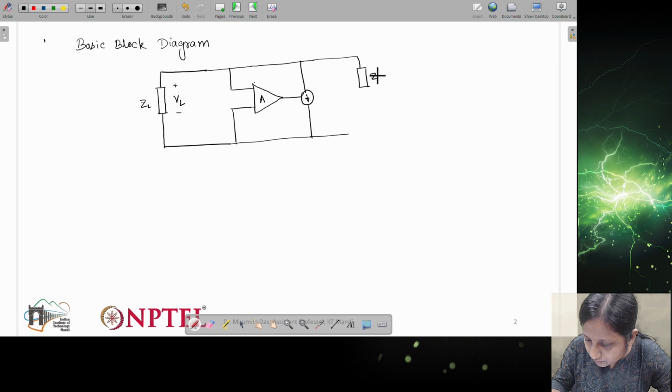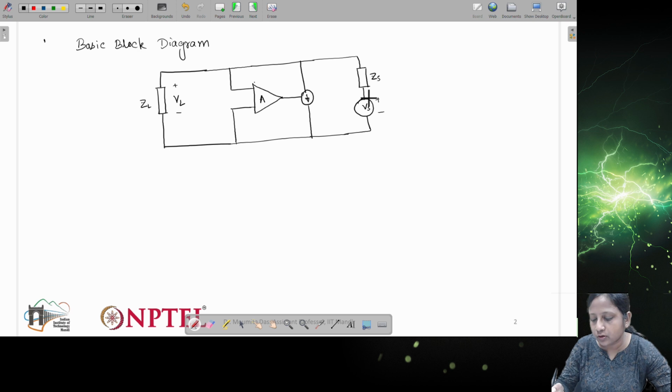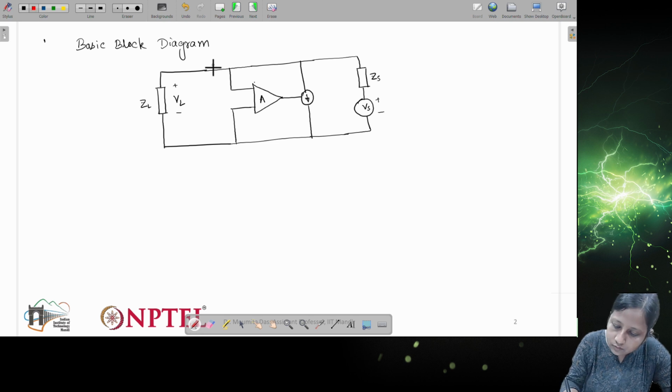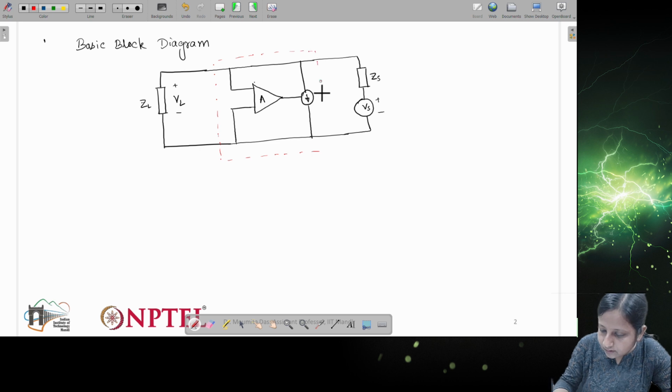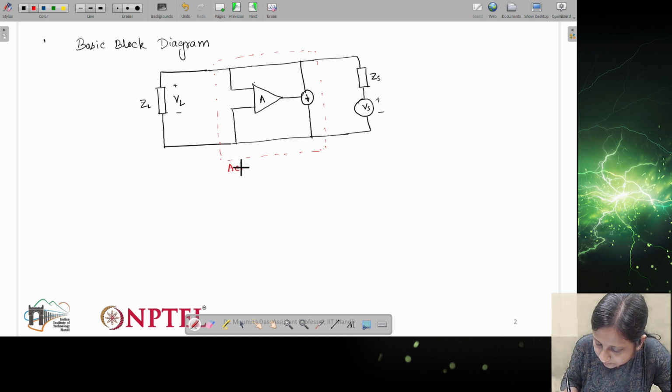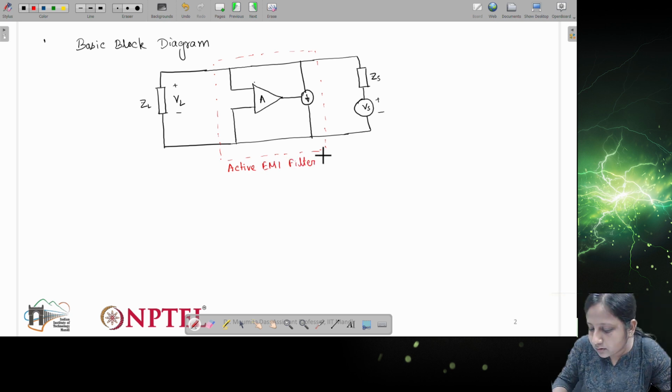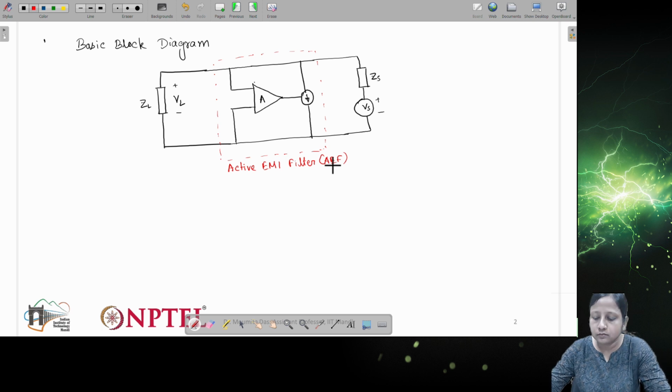This is then connected to the impedance of the noise source, with noise source Vs. So basically this is the noise signal voltage level. The part where you can see the op-amp, which provides the current signal, we can highlight, and this part is known as the active EMI filter, or in short, AEF. So this is the block diagram.